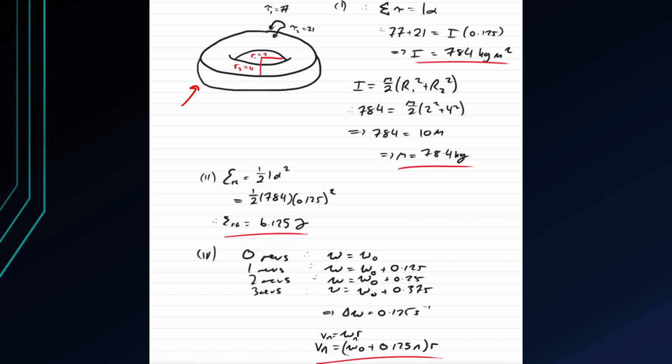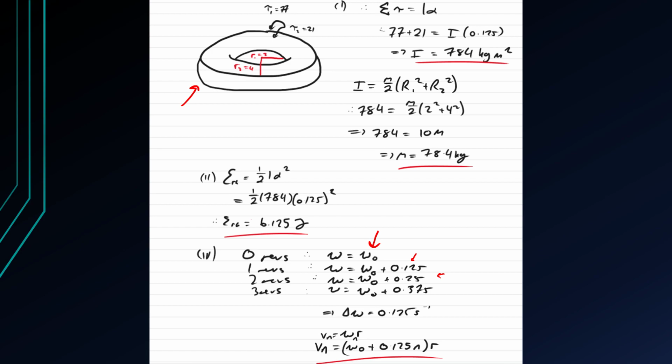Now the third one is slightly trickier. It doesn't say it starts from rest, so it's very bad to assume that it does. So let's say we start keeping track at a speed of omega naught. After one rotation, its speed will increase to omega naught plus 0.125, then omega naught plus 0.25, and so on. So the change in angular speed, or angular acceleration, is 0.125, as we've discussed.